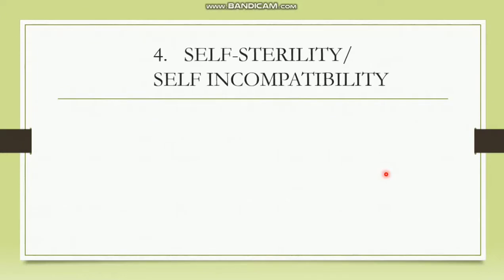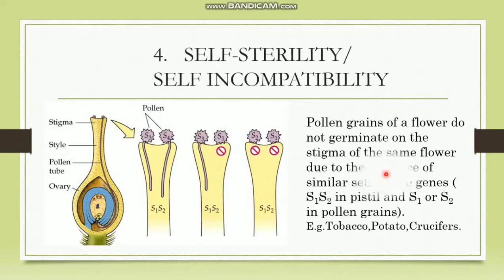Next mechanism is self-sterility or self-incompatibility. Here, if the pollen grains of the same flower or a different flower present on the same plant are deposited over the stigma, then the pollen grain will either not germinate, or if it germinates, the growth of the pollen tube will not occur. So self-pollens are not able to fertilize the egg present inside the ovule. So this mechanism is known as self-sterility or self-incompatibility.